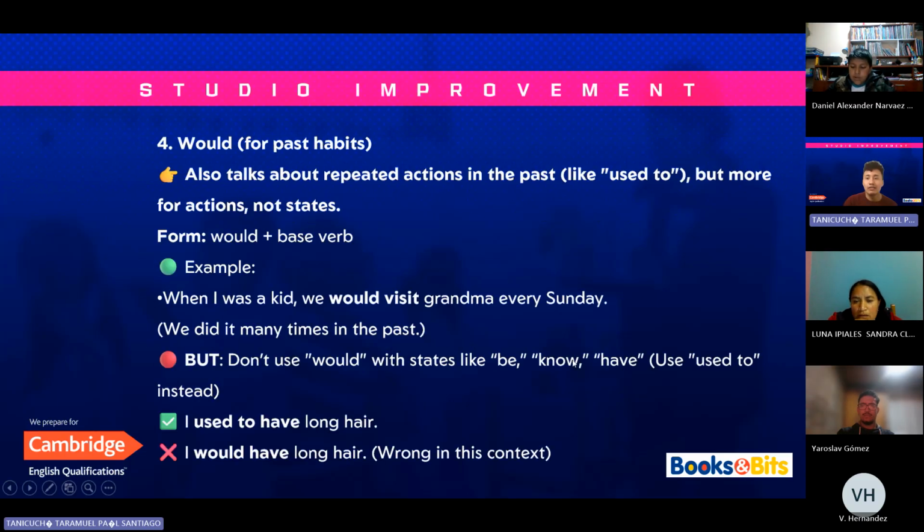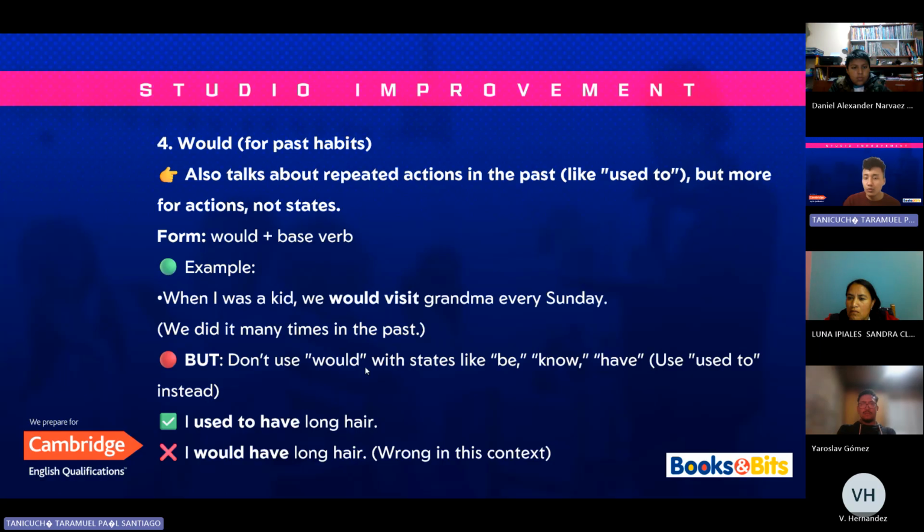And then we have the modal verb would, which in this specific case is used to talk about past habits. It also talks about repeated actions in the past, like used to, but more actions. Okay? This is so important. Actions, not states. For example, when I was a kid, we would visit grandma every Sunday. It means that you visited them in the past, okay? You did it many times in the past. It is an action rather than a state, all right?